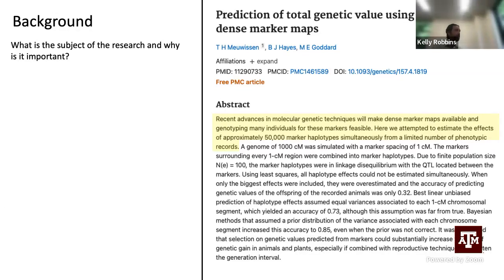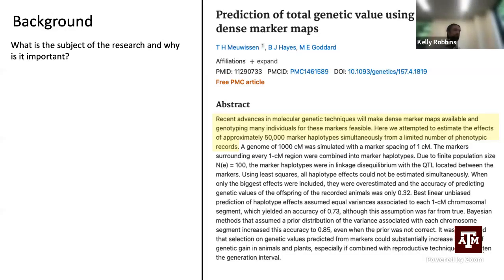All right, so let's break this abstract down into the 4 components that we highlighted before. So let's start with the background, right? Background should tell us what the subject of the research is and why it's important. So let's look at the background statement here in this abstract. Recent advances in molecular genetic techniques will make dense marker maps available and genotyping many individuals for these markers feasible, right? So this is a great start. It's a bit of a forward-looking statement. It's basically saying we're about to hit a paradigm shift where we can genotype many individuals with many markers.